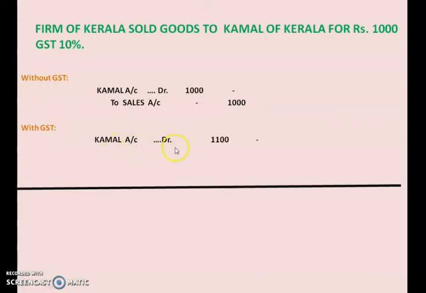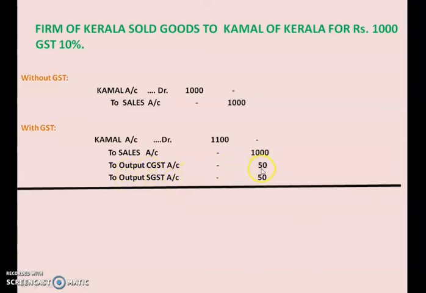Kamal account will be debited as usual, to sales account also 1,000. But now what is this? Output CGST and output SGST. So whenever there is purchase, you have to use the words input CGST and input SGST. And whenever there is sales of the goods, you have to use the words output CGST and output SGST.